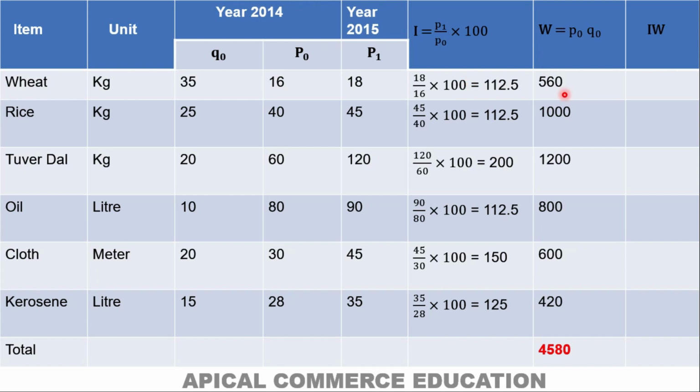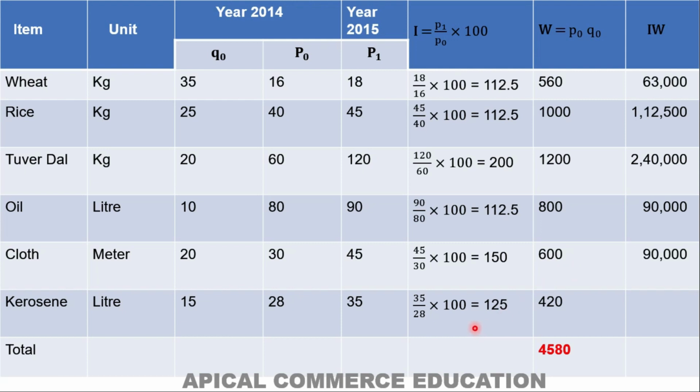So friends, we have already calculated I and W. So we can calculate IW by multiplying these two columns. For wheat, 112.5 into 560 will give us 63,000. For rice, 112.5 into 1000 will give us 1,12,500. For tuer dal, 200 into 1200 will give us 2,40,000. For oil, 112.5 into 800 will give us 90,000. For cloth, 150 into 600 will give us 90,000. And for kerosene, 125 into 420 will give us 52,500. Let's do the totaling of this column. We get sigma IW as 6,48,000.